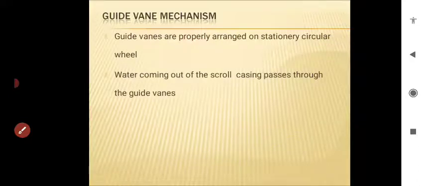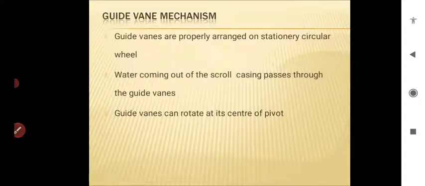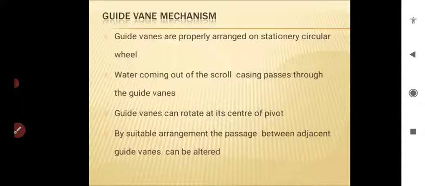And the guide vane mechanism. Guide vanes are properly arranged on a stationary circular wheel. The water coming out of the scroll casing passes through the guide vanes. Guide vanes can rotate about their center of pivot. By suitable arrangement, the passage between adjacent guide vanes can be altered.